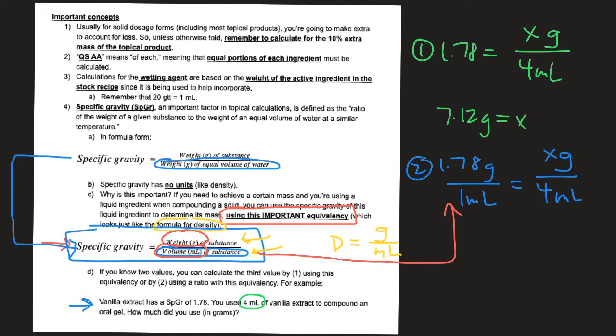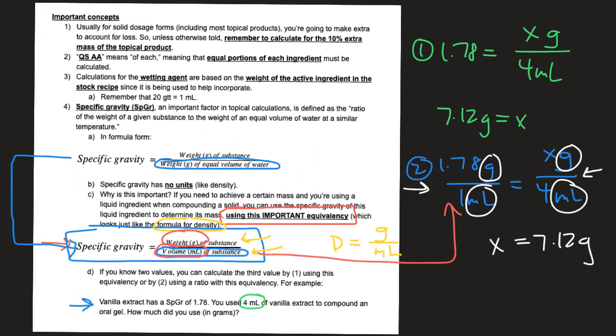So notice how the units match up. So grams is on top and milliliters is on bottom. And the specific gravity is on the left and the unknown is on the right. Solving for x also gives you 7.12 grams. So there's two ways. They're basically equivalent. They are equivalent, and they both use the same formula, just in different ways.